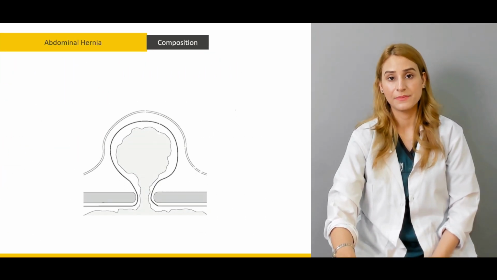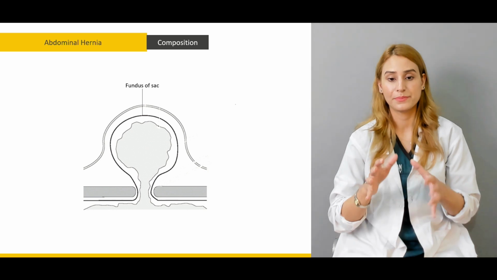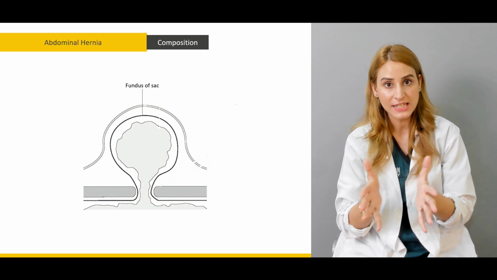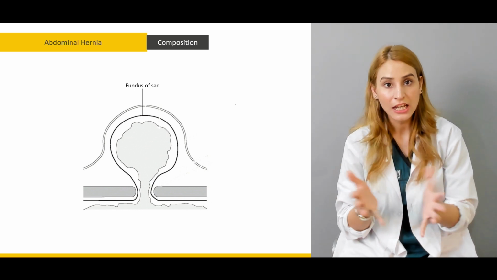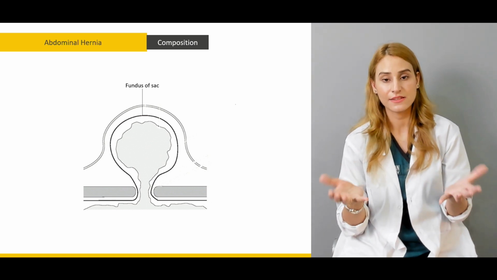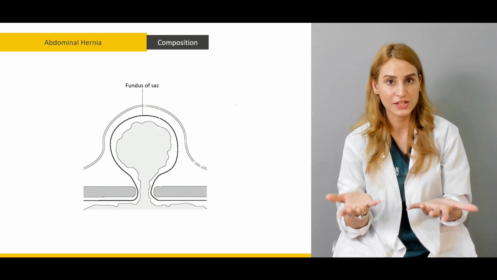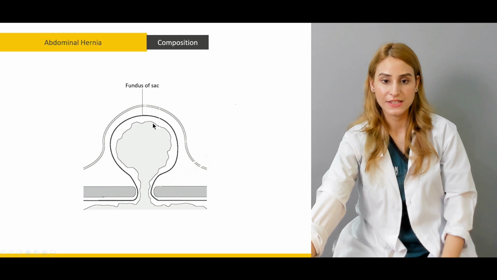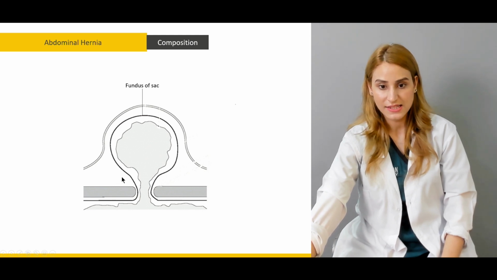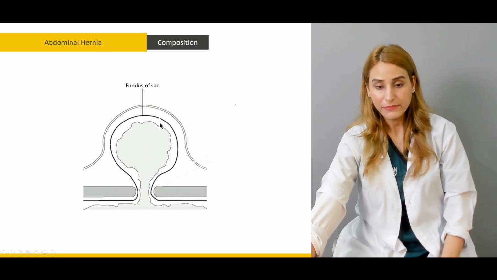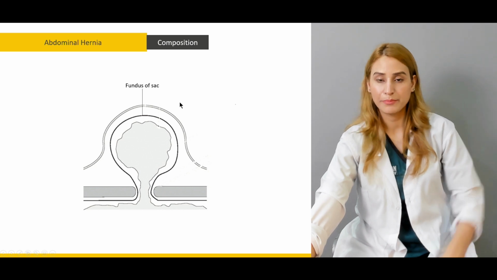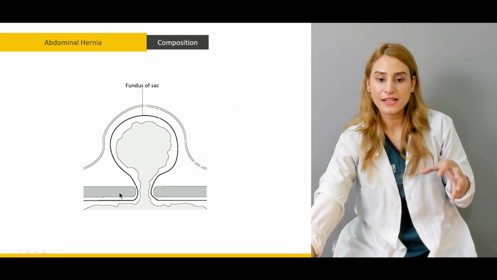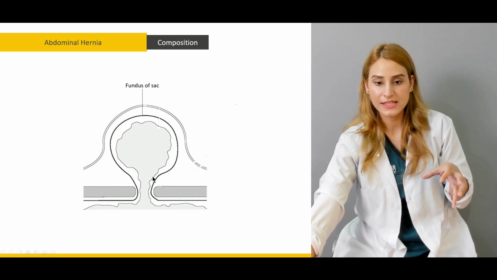Okay, composition. This is very important, because whenever we are operating, whenever we are performing surgery, we need to identify the sac. So we need to know what is the composition of the hernia. A hernia is basically composed of the fundus of the sac. You can see this is the sac, this is the neck. This is the skin, which is overlying the sac. This is the wall, and this is the defect in the wall.